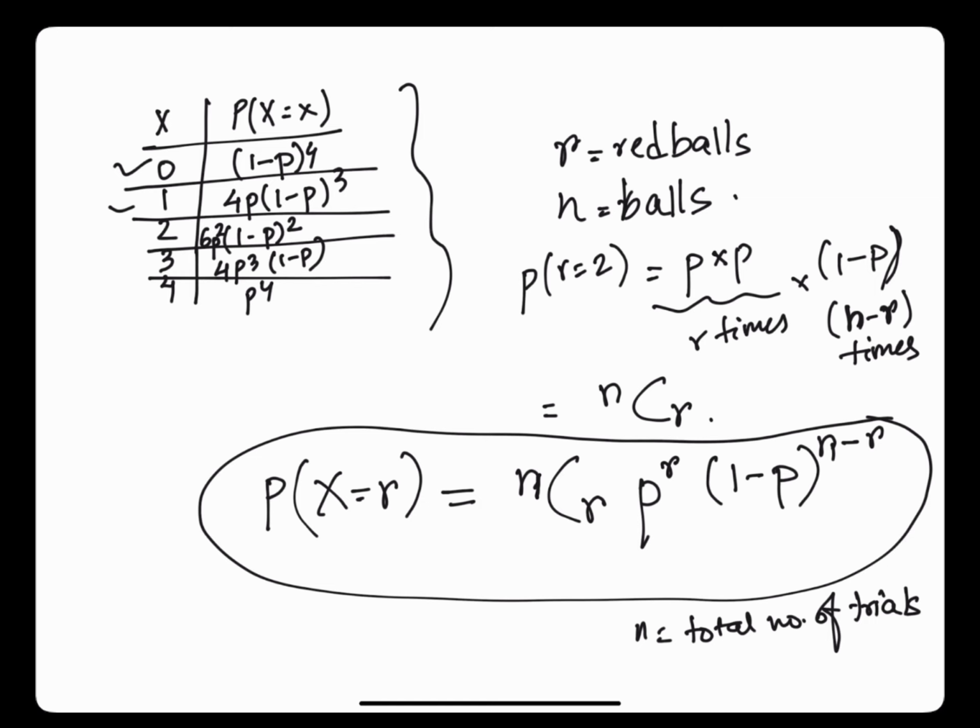P is the probability of success. R is the number of successes after n trials. And we have to follow some conditions for this formula to apply.